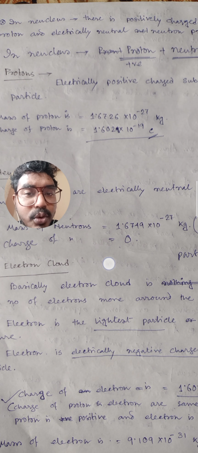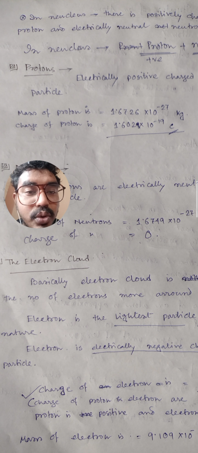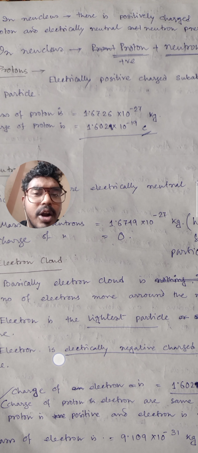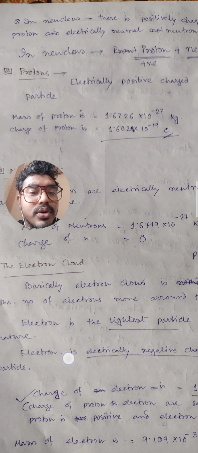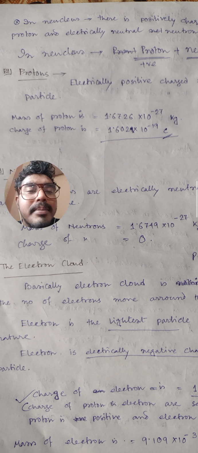Now we move to the proton. The proton is an electrically positively charged subatomic particle. What is the charge of a proton? The charge of a proton is 1.602 into 10 to the power minus 19 coulomb, and the mass of a proton is 1.6726 into 10 to the power minus 27 kg.